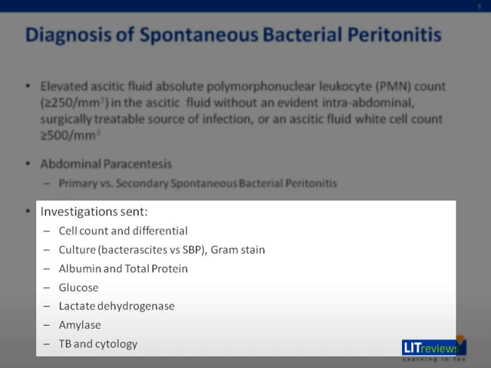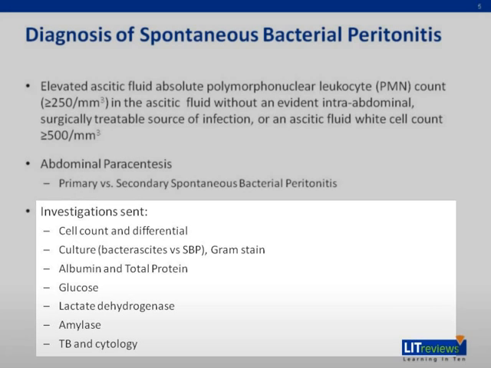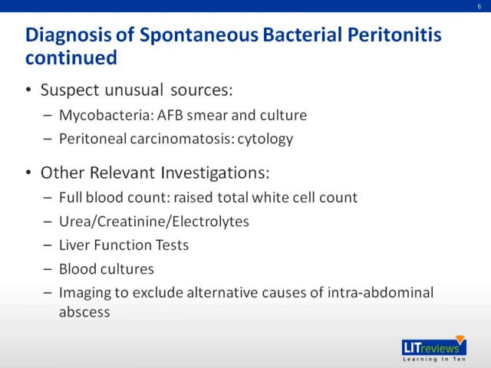Albumin and total protein, glucose, lactate dehydrogenase, amylase, TB, and cytology investigations. If any unusual sources are suspected, such as mycobacteria, then an acid-fast bacilli smear and culture should be ordered. Or, if one was suspecting peritoneal carcinomatosis, then a cytology should be ordered.